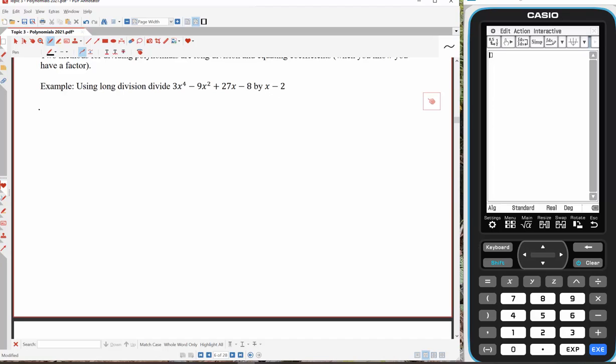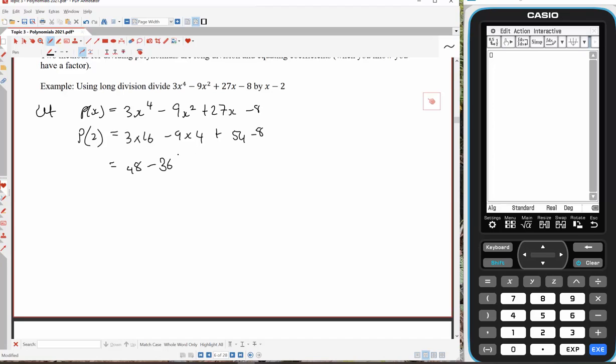Okay, so what we'll do first of all is let p of x equal 3x to the 4 take away 9x squared plus 27x take away 8. Now I'm going to use the remainder theorem to anticipate what the remainder will be. So that's going to be 3 times 16 take away 9 times 4 plus 54 take away 8. That's going to be 48 take away 36 plus 54 take 8.